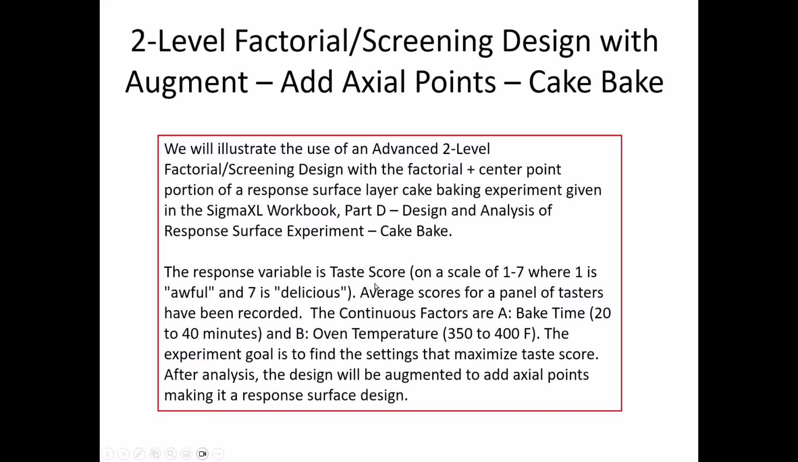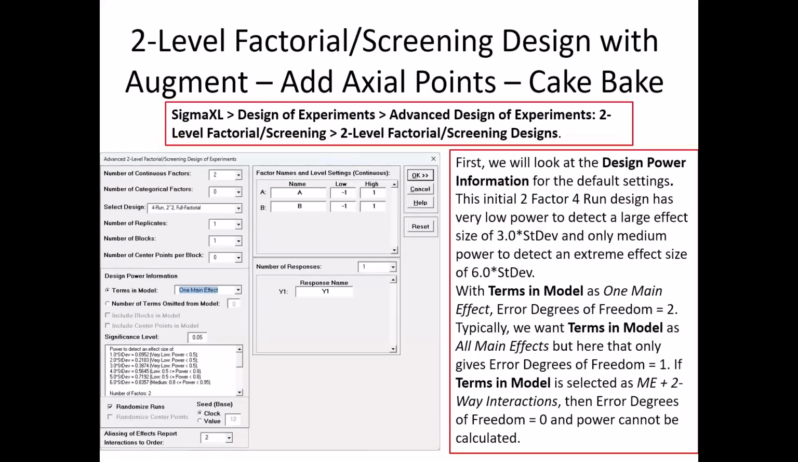The response is taste score on a scale of 1 to 7, where 1 is awful and 7 is delicious. Average scores for a panel of tasters have been recorded. The continuous factors are bake time, 20 to 40 minutes, and oven temperature, 350 to 400 Fahrenheit. The experiment goal is to find the settings that maximize taste score, and then after the analysis, the design will be augmented to add axial points to make it a response surface design.